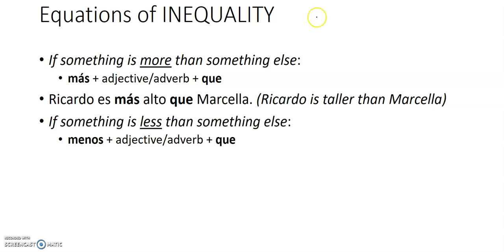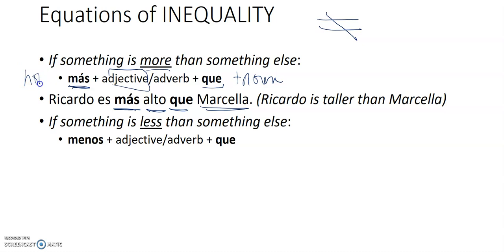So first of all, if this is an equation of inequality, then we're going to say that something is more than something else. If Ricardo is more tall than Marcella, we plug it into this adjective formula right here. We do the más plus the adjective. We're going to choose to do adjectives plus que. And both of these have nouns on the two ends, right? Like these are the two people that we're comparing. The two people, places, or things. We're comparing Ricardo with Marcella.